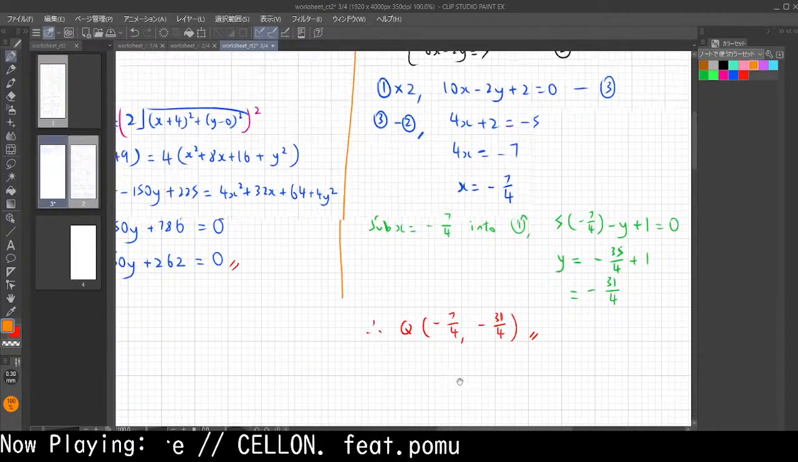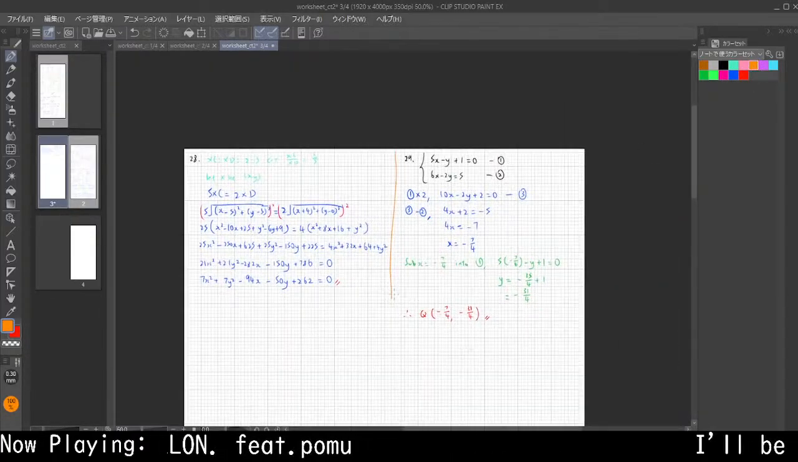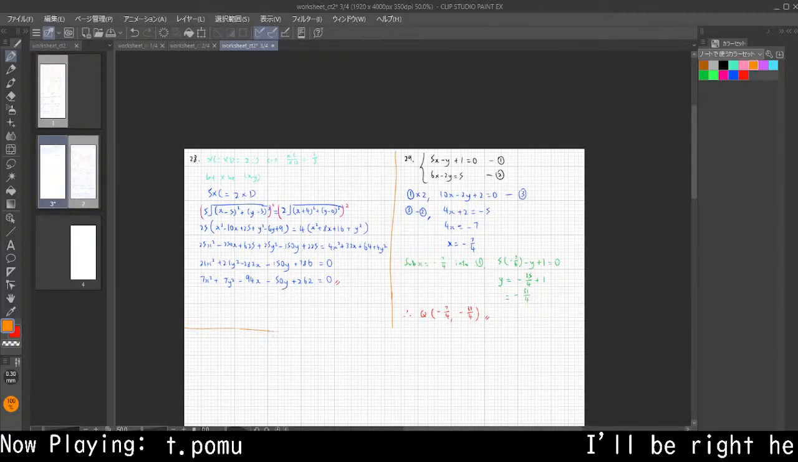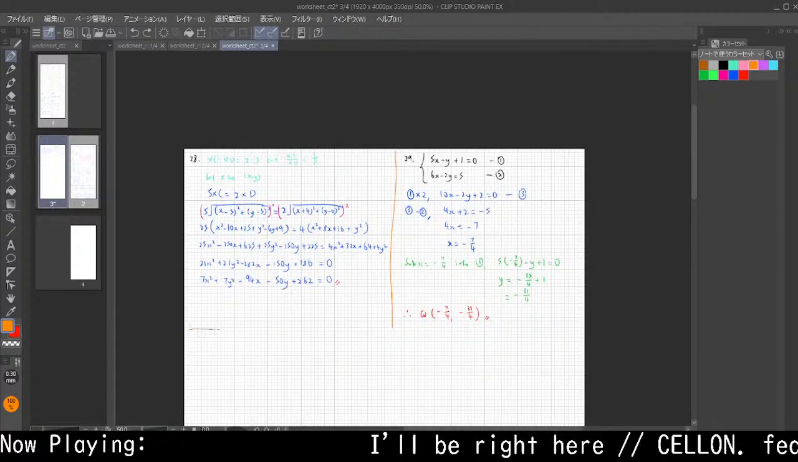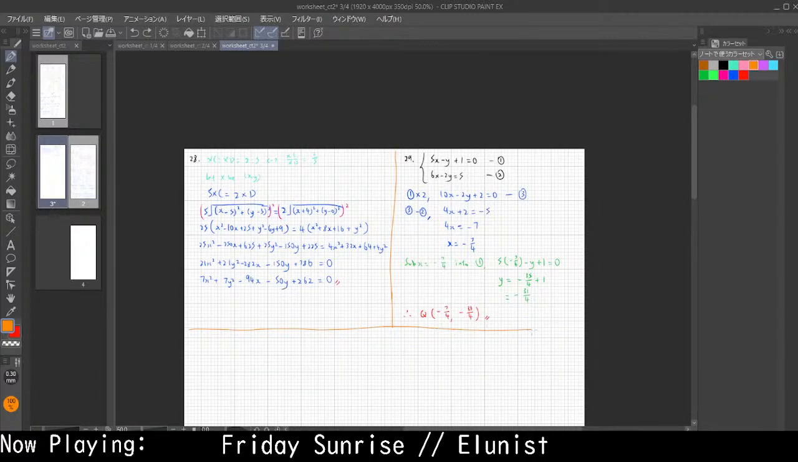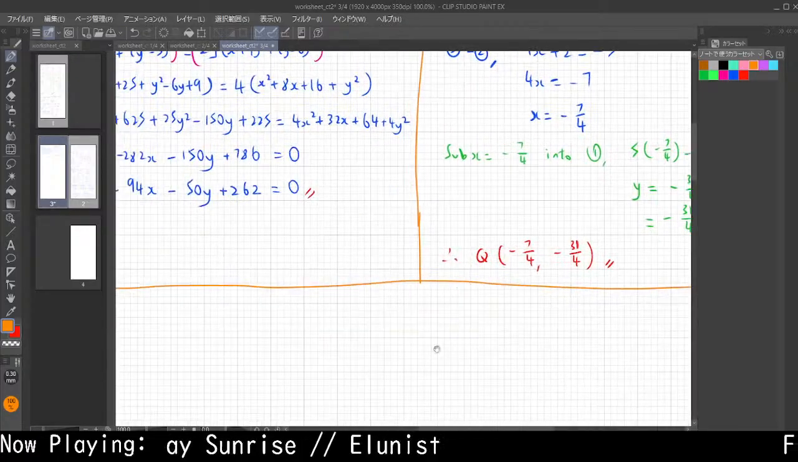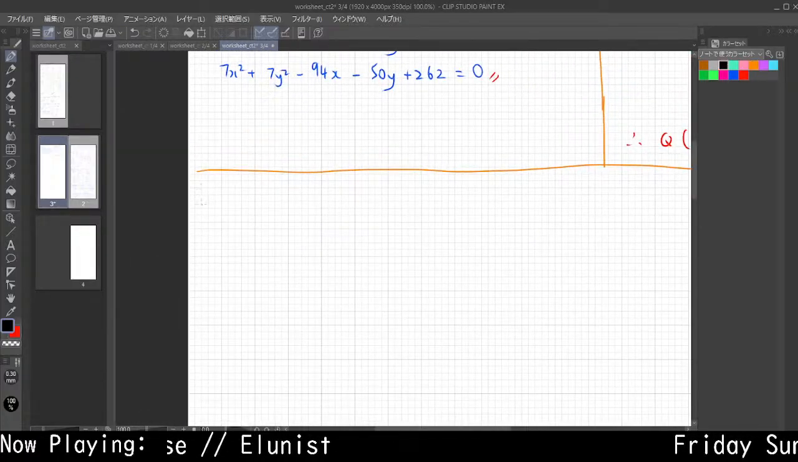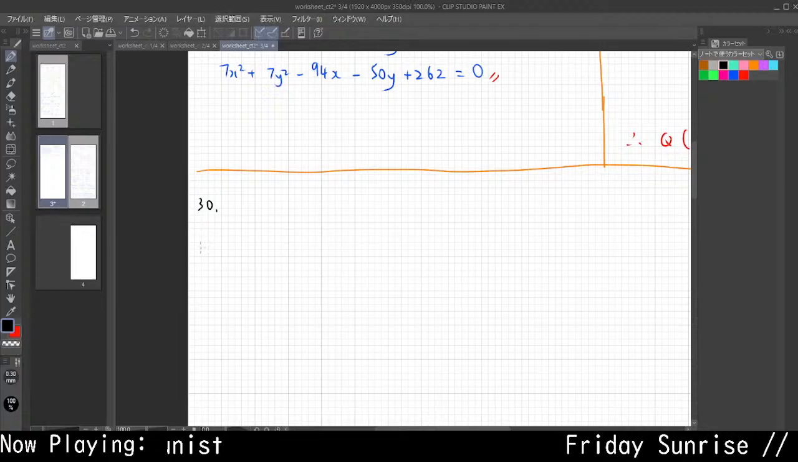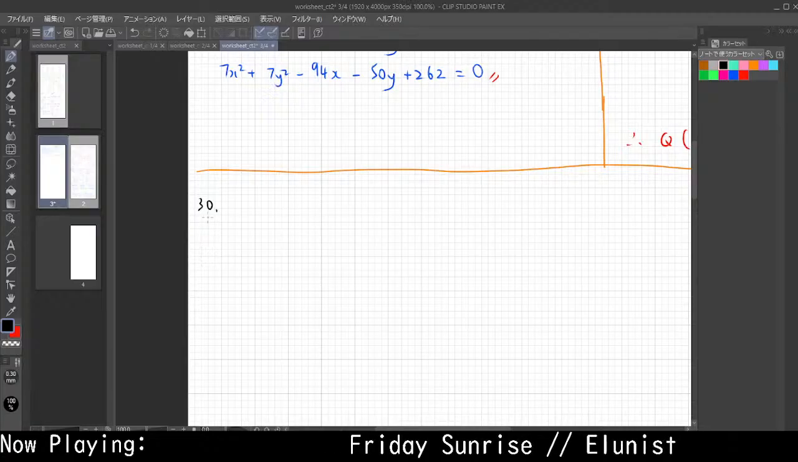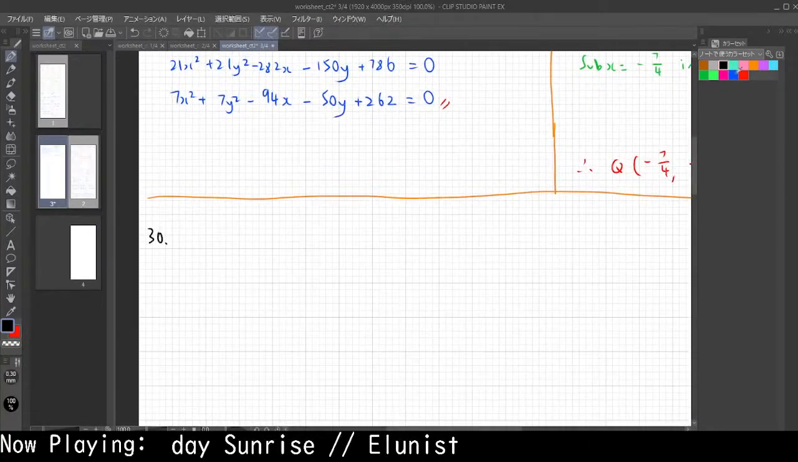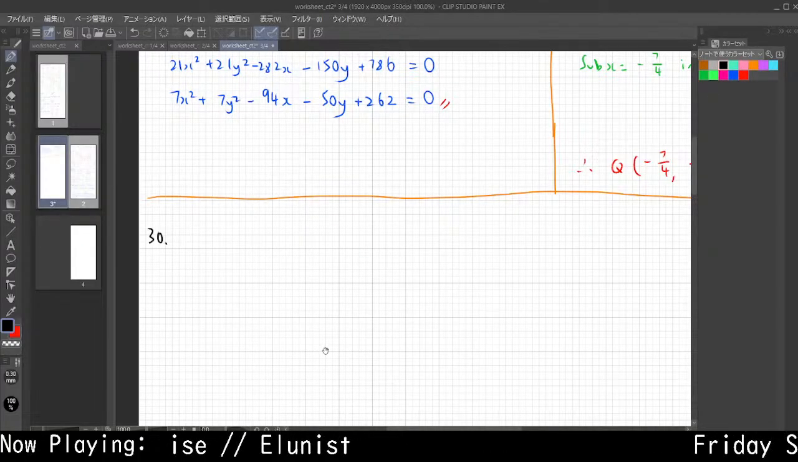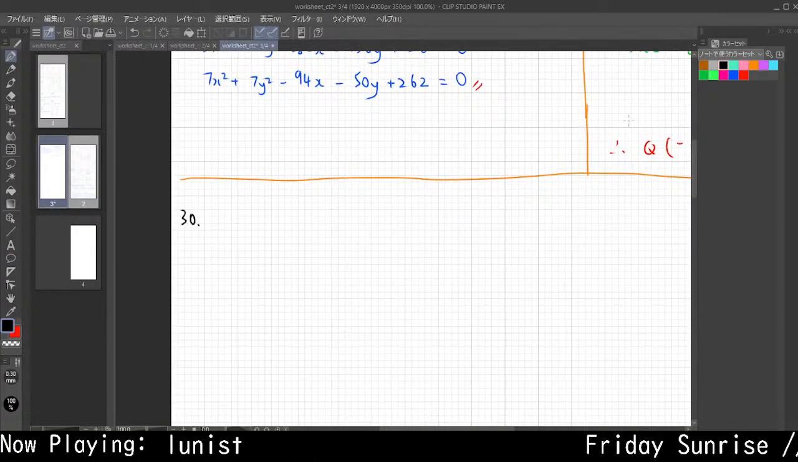Okay, please answer the question like that, because the question explicitly asks for the coordinates. So please put in the coordinates. Okay, so continue. Question 30 is basically the same thing.